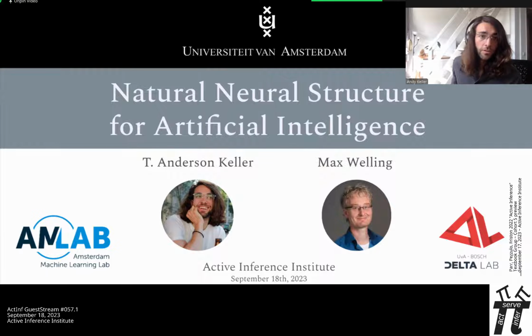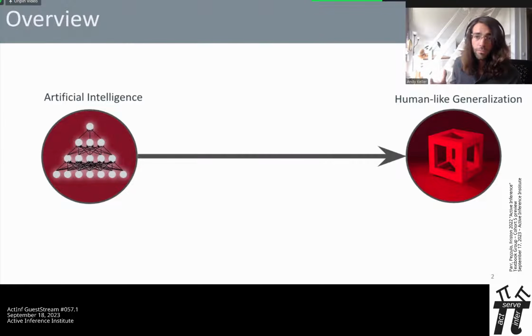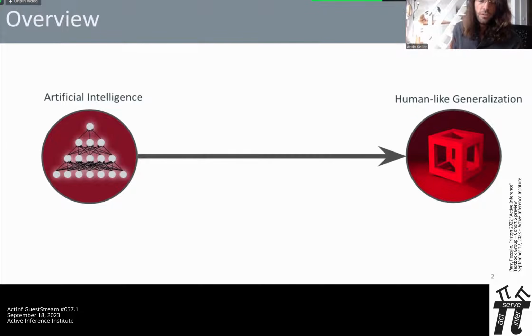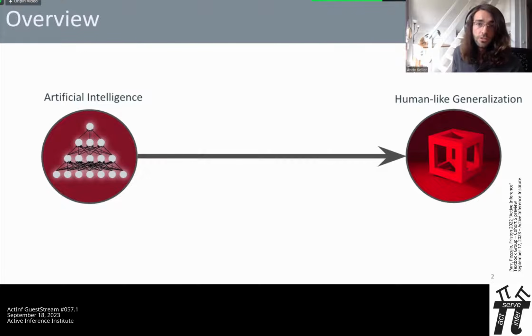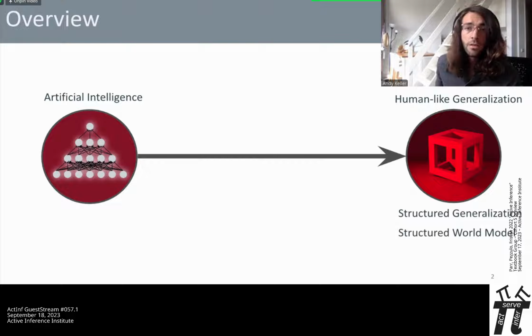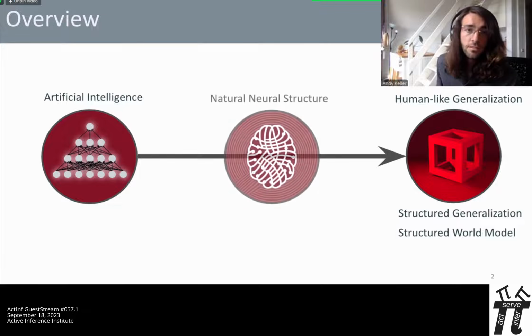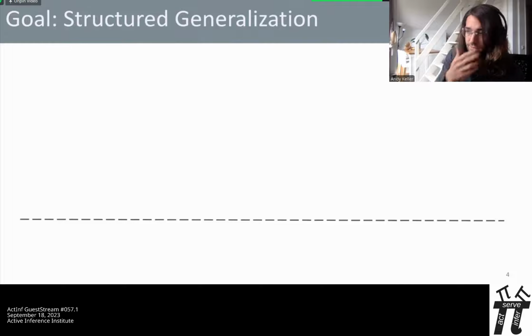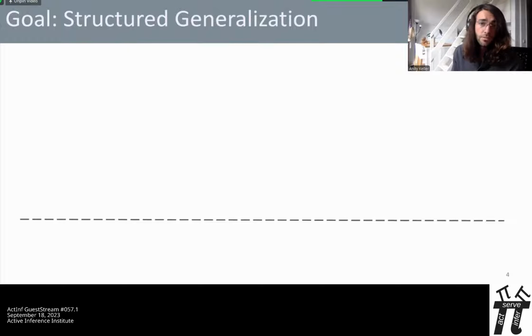I'll start out by saying that the goal of my work in general is to try to bring modern artificial intelligence closer to more human-like generalization. What we mean by this is some sort of structured generalization, or, maybe more familiar to the active inference community, a structured world model, which we believe that humans have. The way we propose to do this is by integrating natural neural structure into artificial intelligence. First, let's define what we mean by structured generalization.